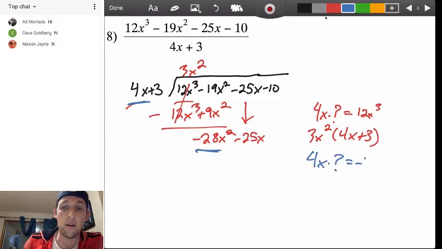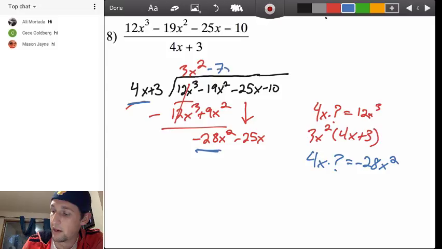Now all of this stuff that I'm writing over on the side, you guys don't ever need to write it. I'm just showing you what my thought process is. So that's going to be negative 7x, so I'm going to write that up top. I'm going to do negative 7x times 4x plus 3, so I'm basically multiplying by what's on the outside. That gets me negative 28x squared minus 21x.